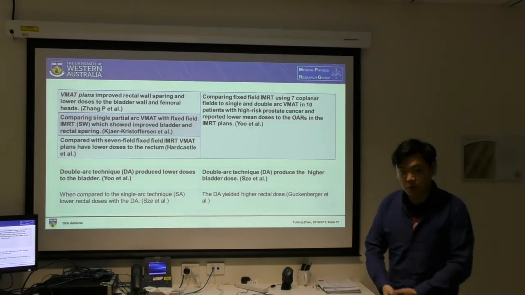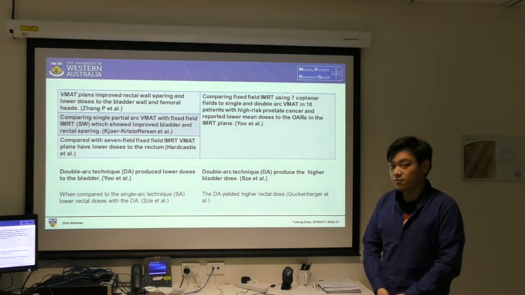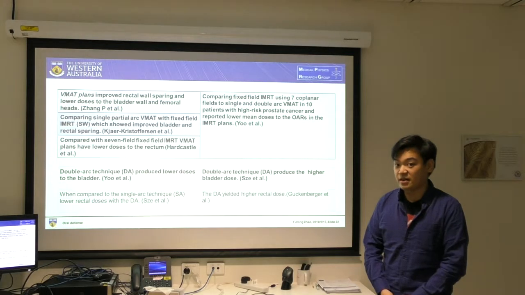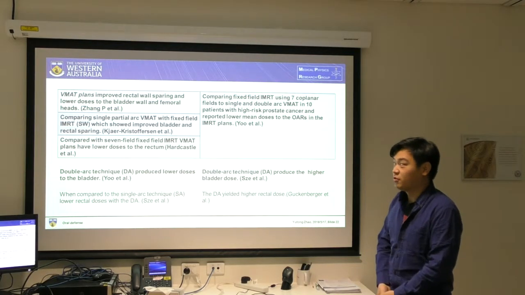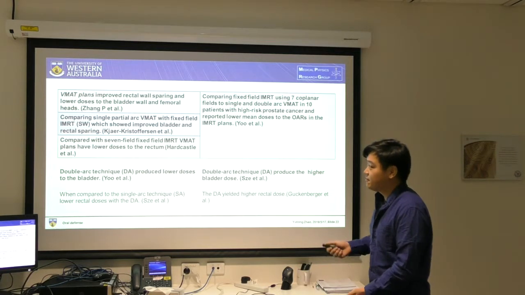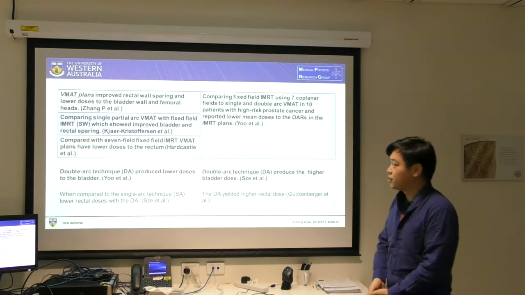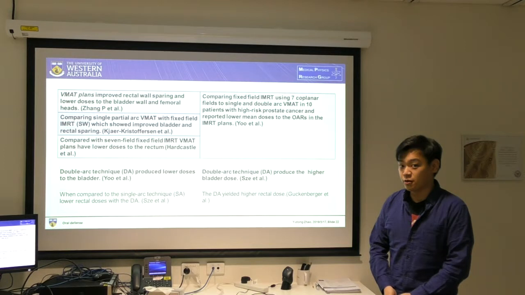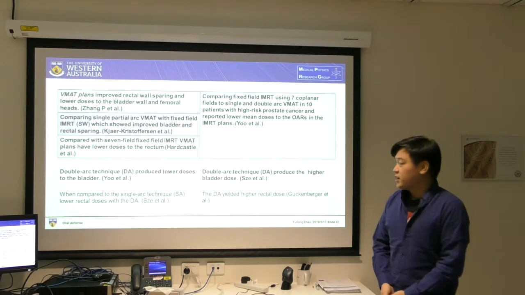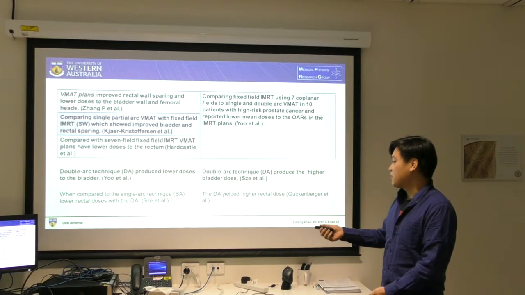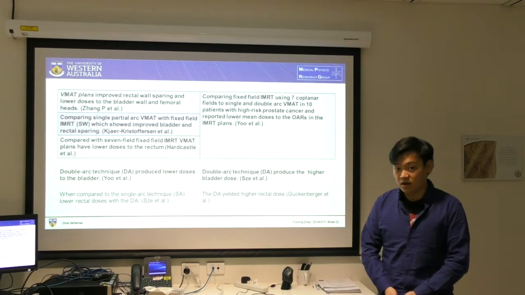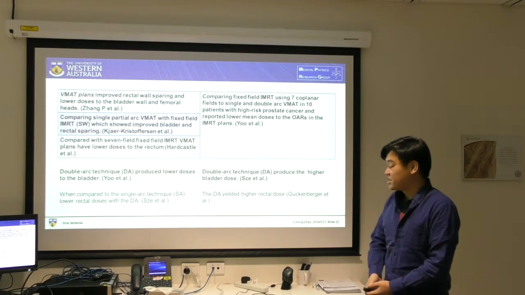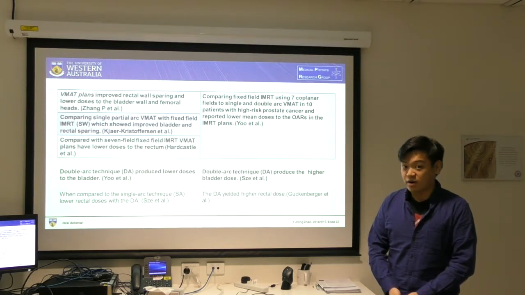So as we talked before, the VMAT is an advanced form of intensity modulated radiotherapy. Does that mean that the VMAT is always better than the IMRT? The answer is no. Many reports say that the VMAT actually could lower the radiation dose to the bladder and rectum, but at the same time, other people said the IMRT could lower the radiation dose to the bladder and the rectum. And there are some conflicts with the double arc technique and single arc technique. Some people said the double arc technique could lower the dose to the bladder and rectum. Some people said the single arc technique could lower the radiation to the rectum and bladder.